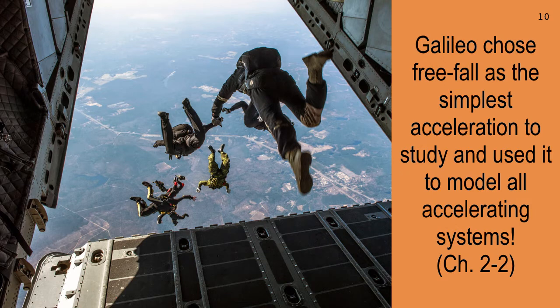Anyways, Galileo chose free fall as the simplest acceleration, and it's a good thing he did. He wanted to model all accelerating systems on that, and it turns out that doing that simple and easily observable free fall system, which he can do from the Leaning Tower of Pisa or in his lab, allows us to figure out all the really complicated accelerations, like a rocket blasting off from Kennedy Space Center and heading out to Mars, or one of the outer planets. It's really good, because gravity is simple.